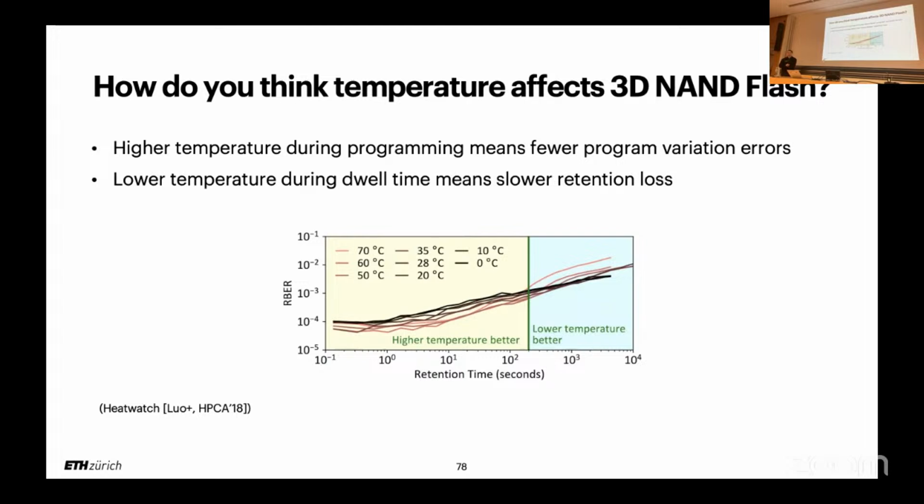Perhaps it's noteworthy to say that we don't really consider program variation errors in this paper because we program everything at once. We program the MSB and LSB at once, so we don't encounter this problem. But this is definitely the case for TLC and QLC. And you can see that when we increase the retention time, high temperature performs much worse, which is what we would expect as we've seen in the previous slide.